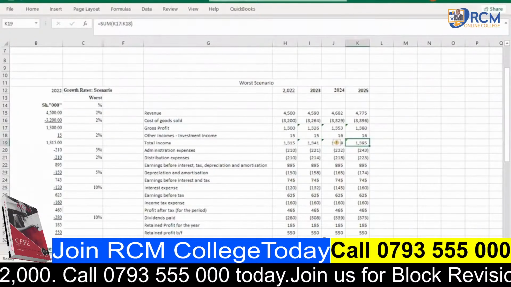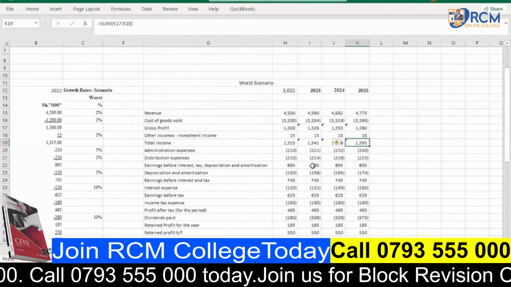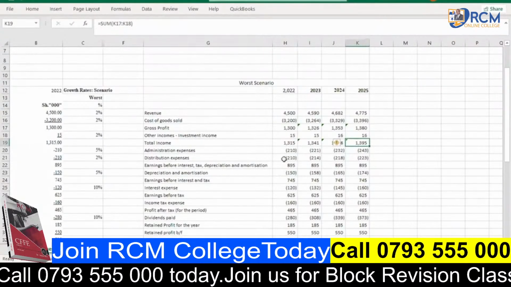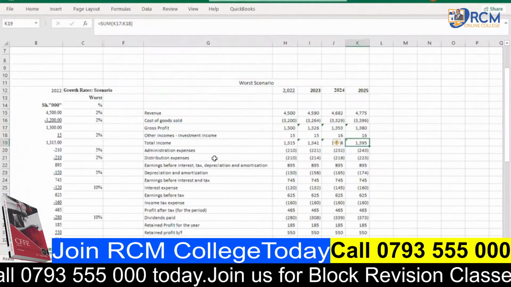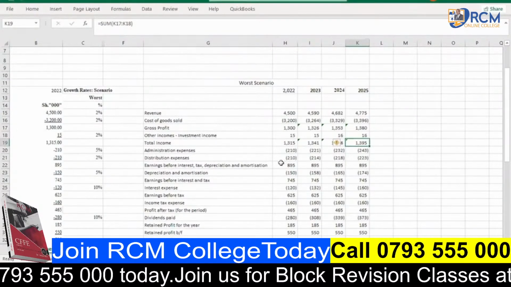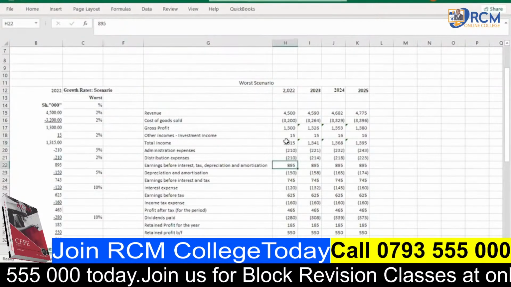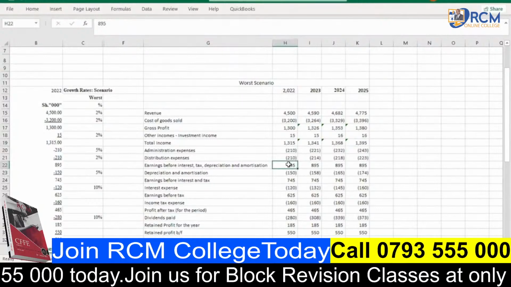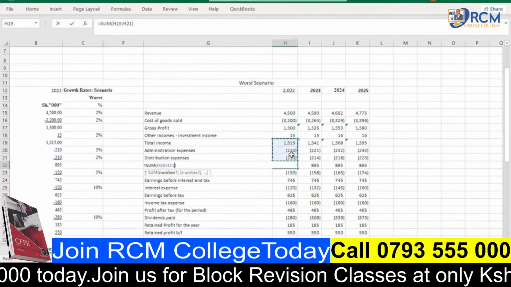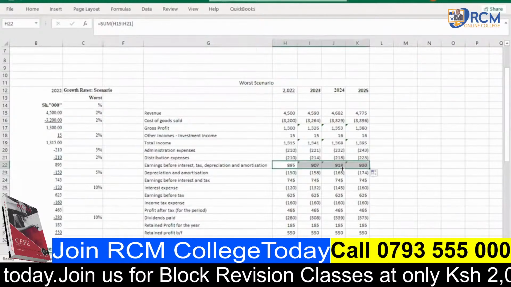Okay, so let's get to administrative expenses. What are they saying? 5% increase. Hiyo iko sawa. Our formula was capturing percentages, increase in terms of percentages all through. So after administrative expenses, distribution expenses, 5% increase. Then earnings before interest, tax, depreciation, and amortization. That is the difference between total income and these two different expenses. So just join the three. Somebody will also just do it that way to get the totals.